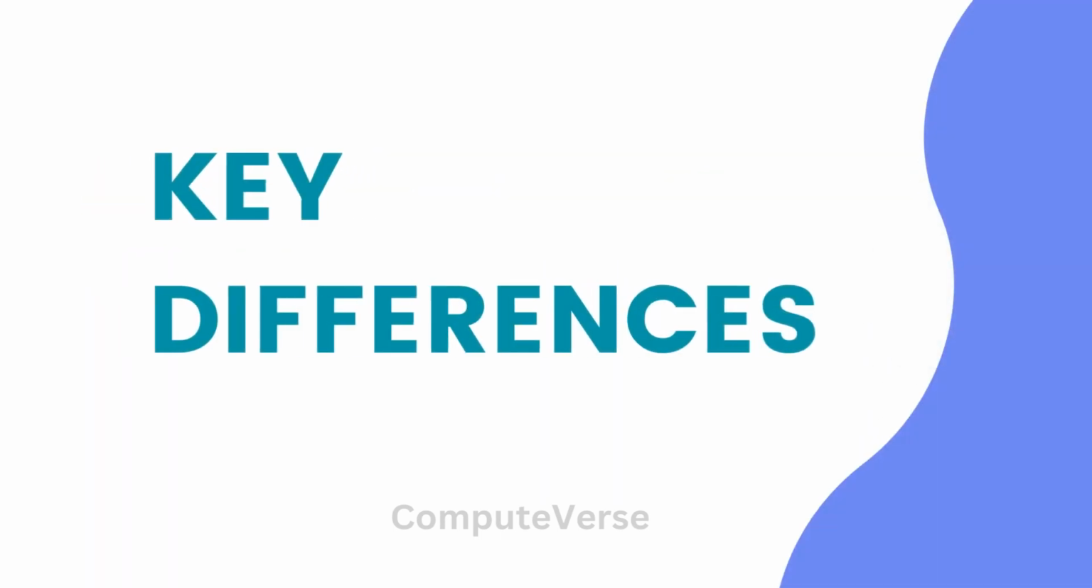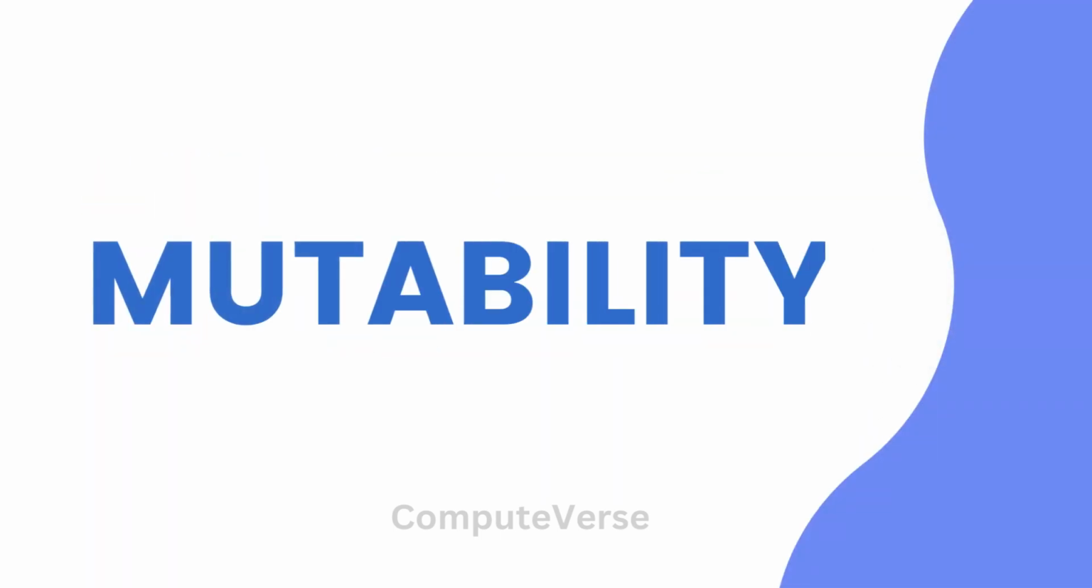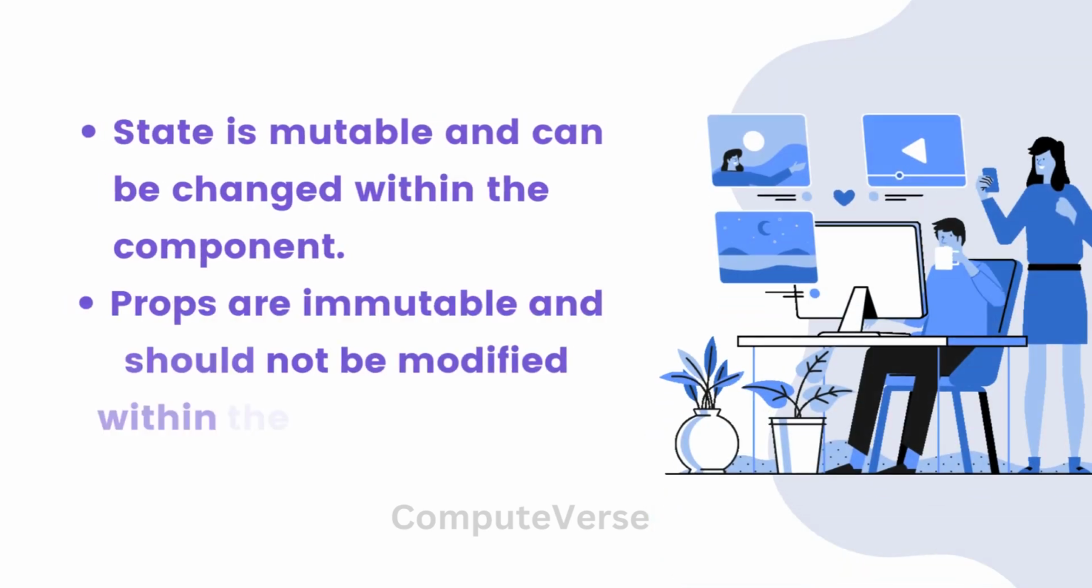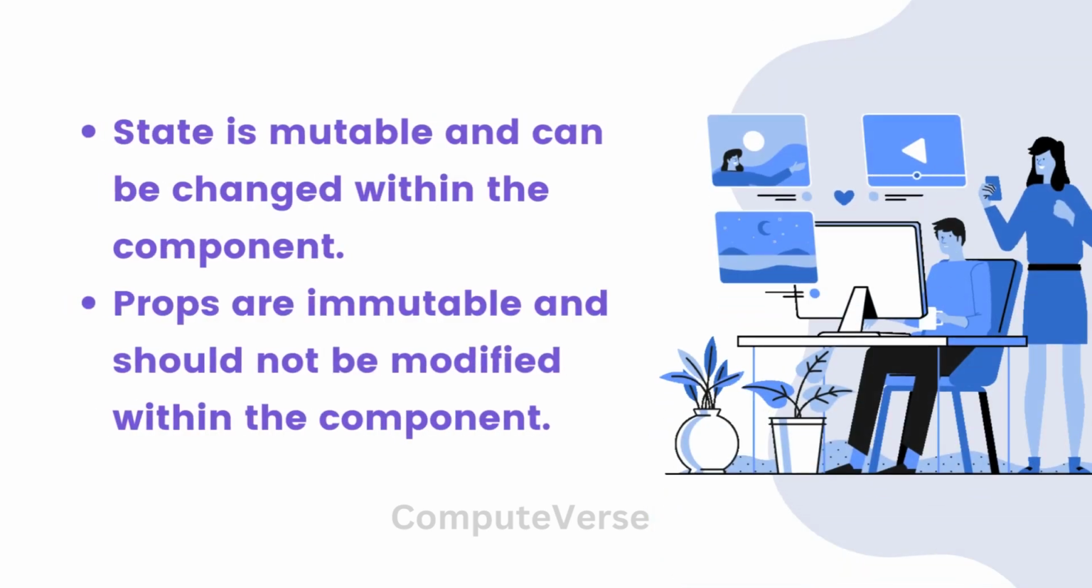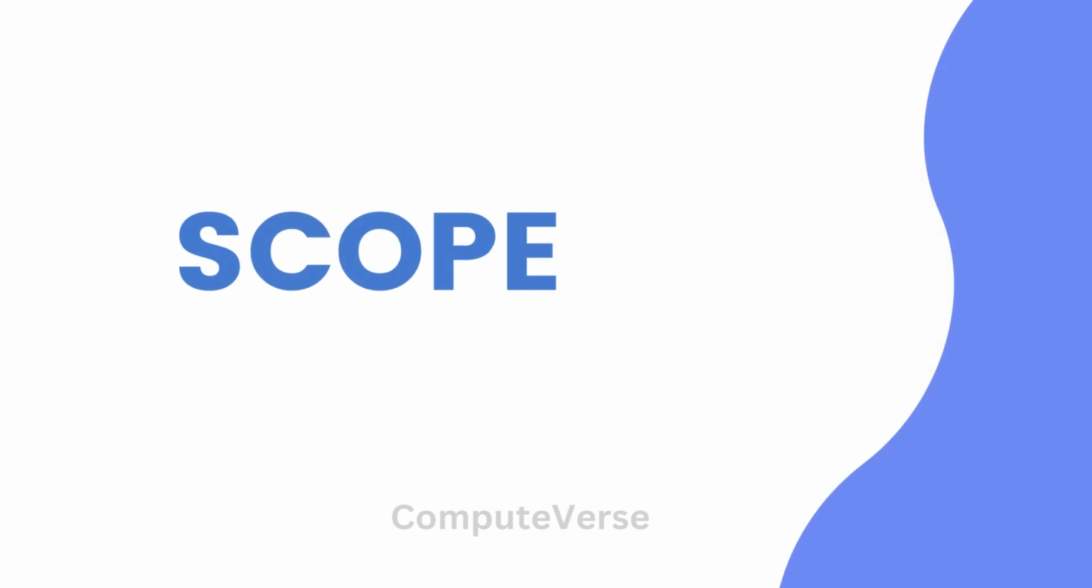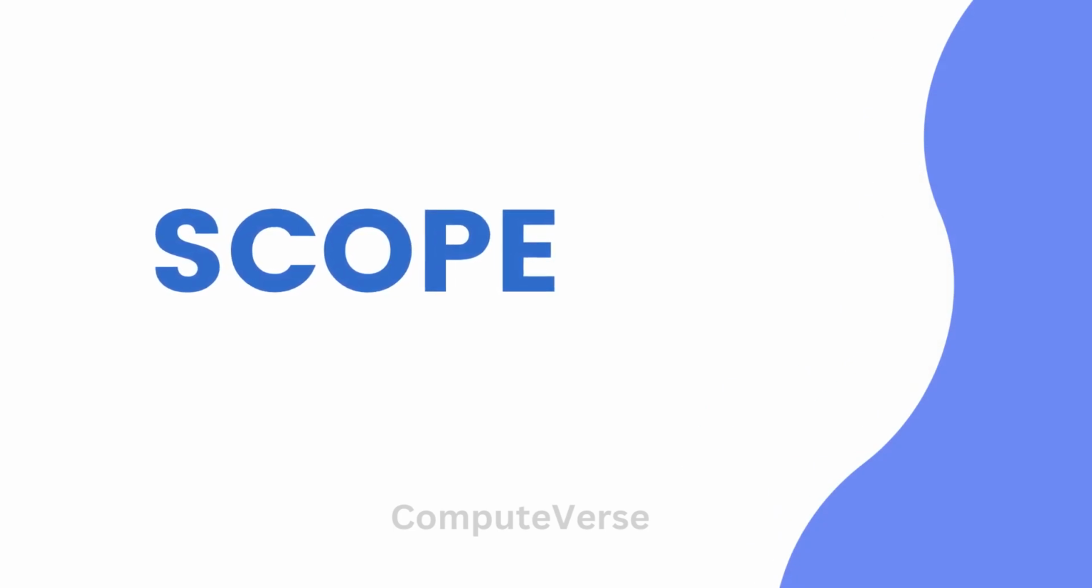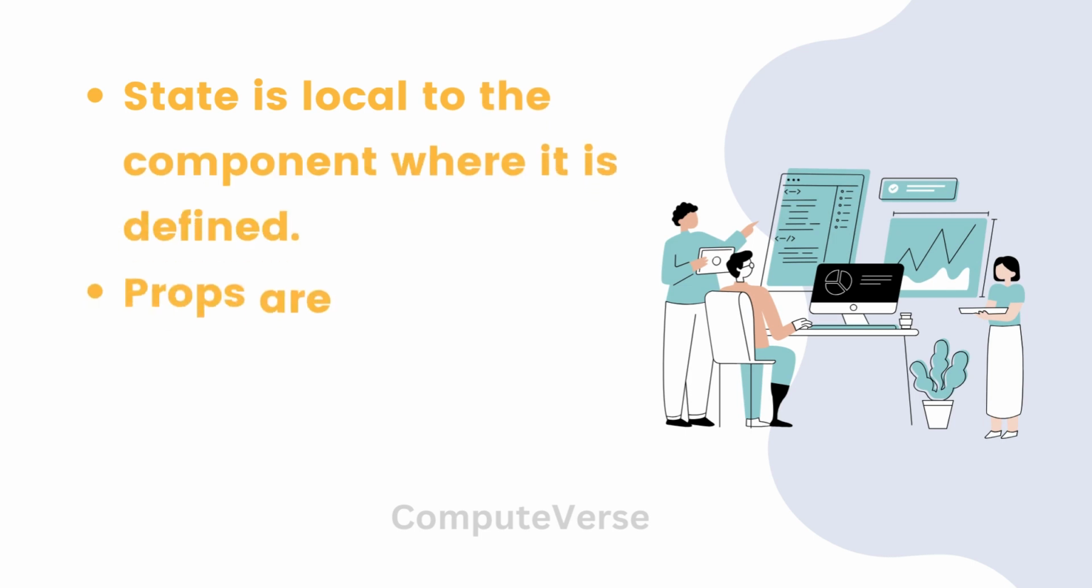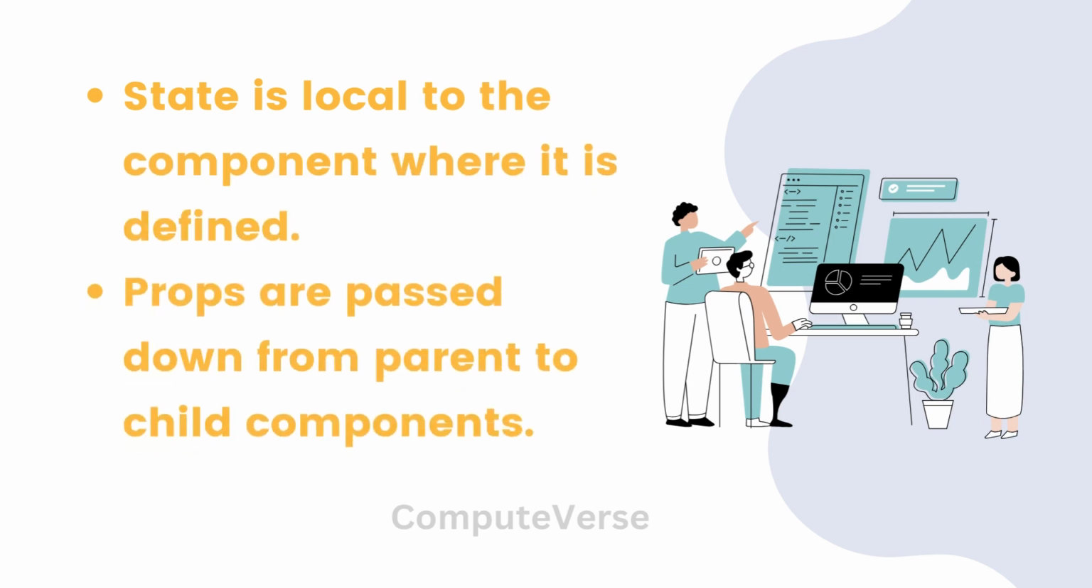Key differences. Mutability. State is mutable and can be changed using setState or the updater function. Props are immutable and should not be modified within the component. Scope. State is local and specific to the component where it is defined. Props are passed from parent to child components, creating a hierarchy where data is shared.